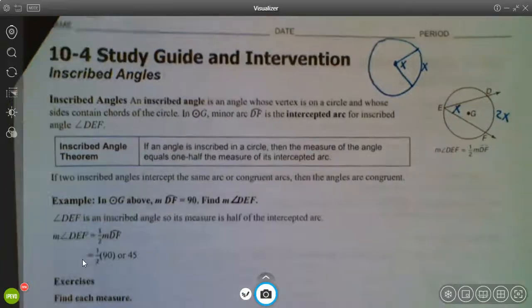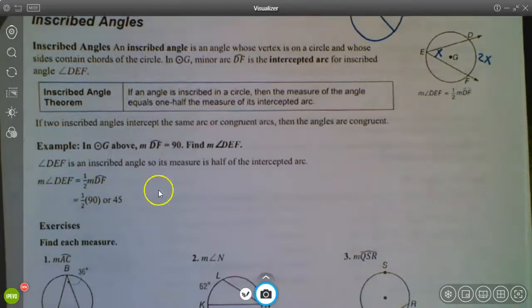So here's an example they gave us. They're saying, okay, if you were to look at this circle right here, circle G, right? G is the middle. The measure of DF is 90. So if DF is 90, well, what would that make its inscribed angle? So they're giving us what we call the intercepted arc. Right here is 90 degrees. What would that make the inscribed angle? We know by this rule that we just discussed it would have to be half, right?